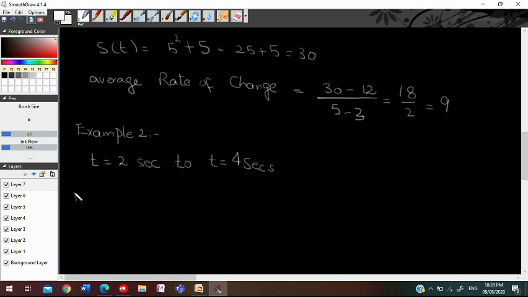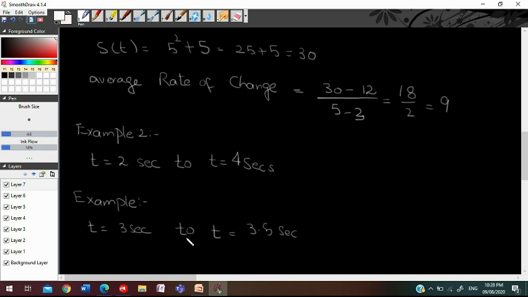And the third example is t equals 3 seconds to t equals 3.5 seconds, right?